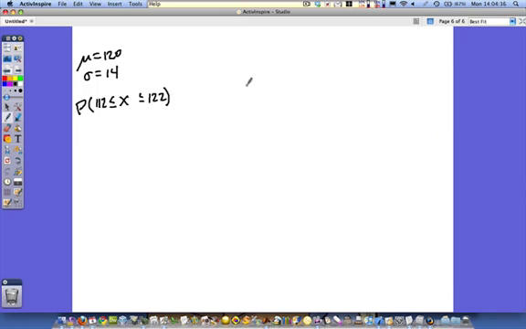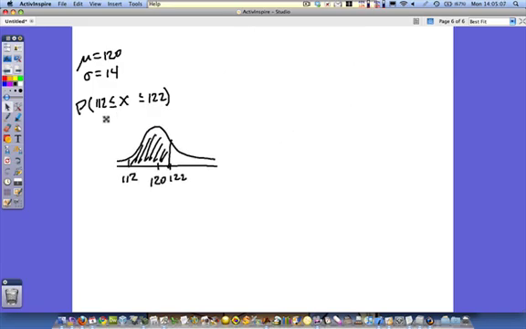I'm going to insist that you draw a picture for these problems. It will get you confused if you don't, I guarantee it. Make sure your picture is consistent. 112 is on the left side of 120. 122 is on the right side of 120. So you know your probability is going to look like that area right there. Okay?